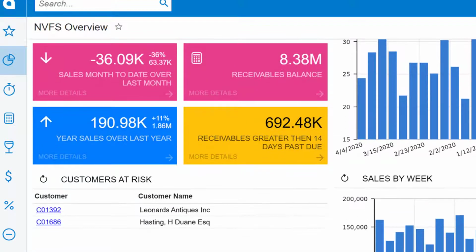Some other interesting metrics are customers at risk. We've defined customers at risk as people who have ordered from us in the last 30 days, but not in the last 14. So there's a possibility they're moving to someone else. We want to catch that as quickly as possible.